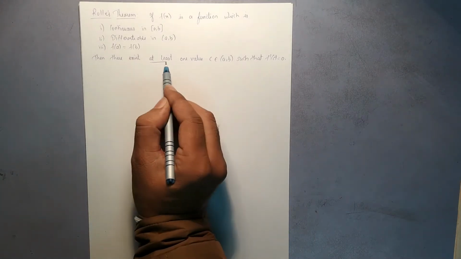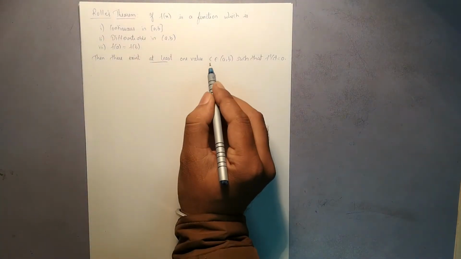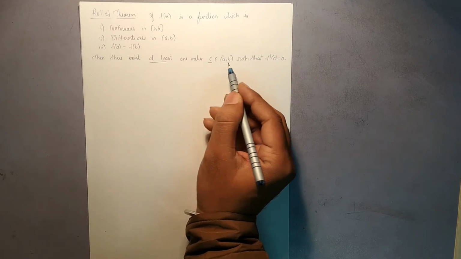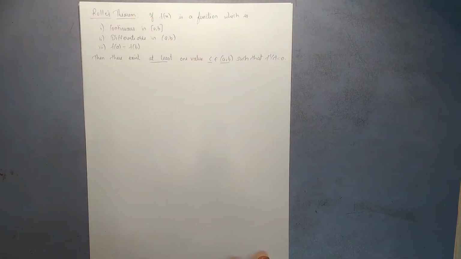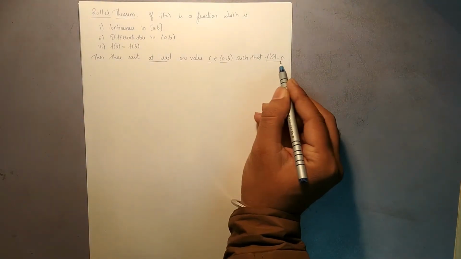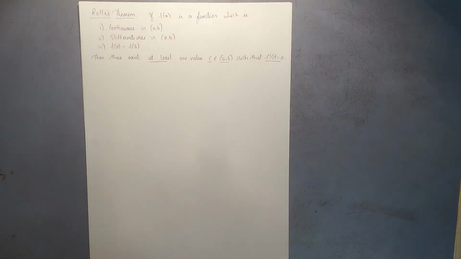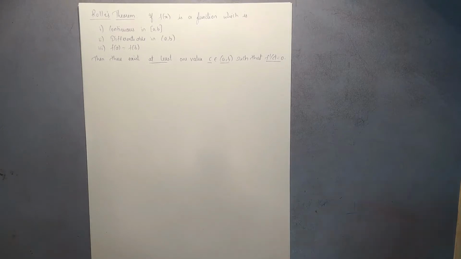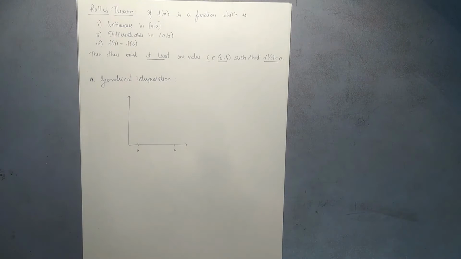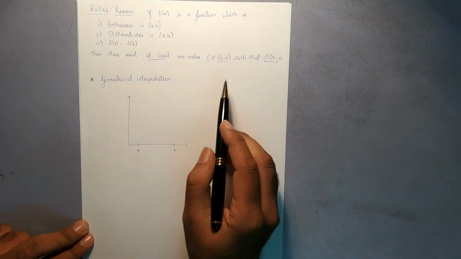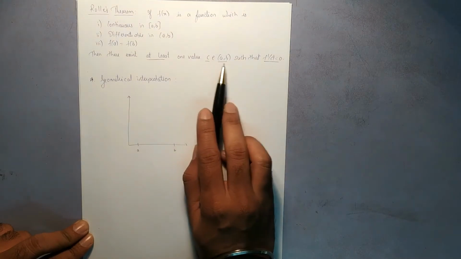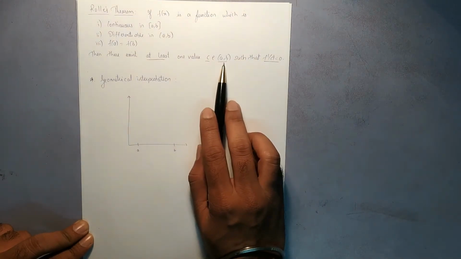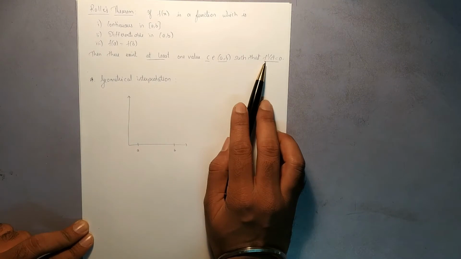at least one value c which belongs to this open interval (a, b) such that the derivative of this function at that point c is equal to 0, that is f dash of c is equal to 0. So Rolle's theorem states that there is at least one point c in this interval (a, b) such that f dash of c is equal to 0.